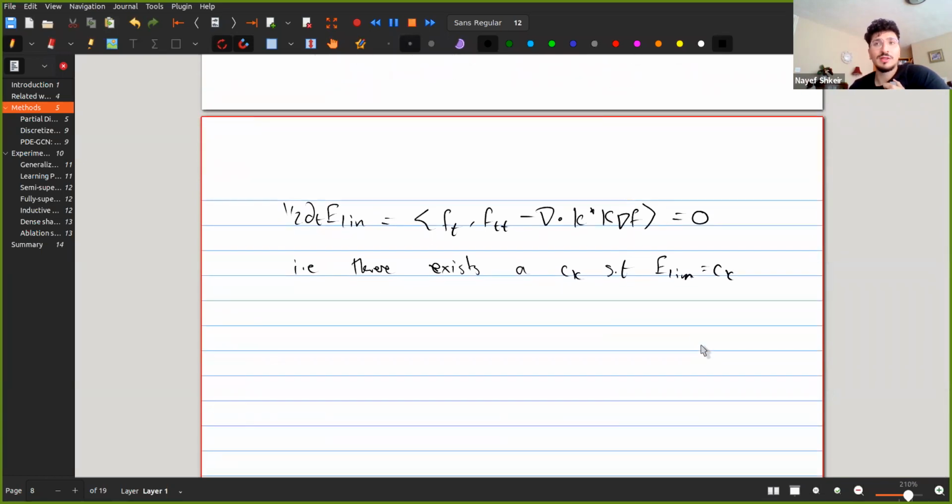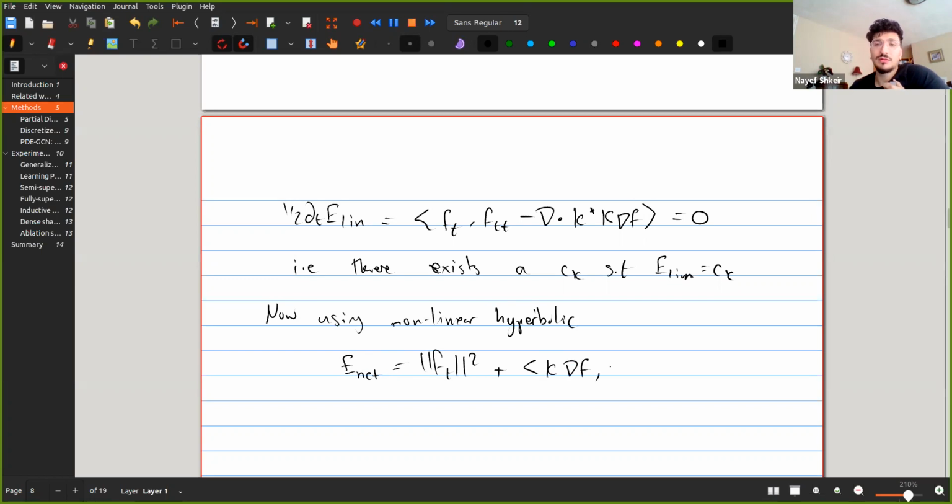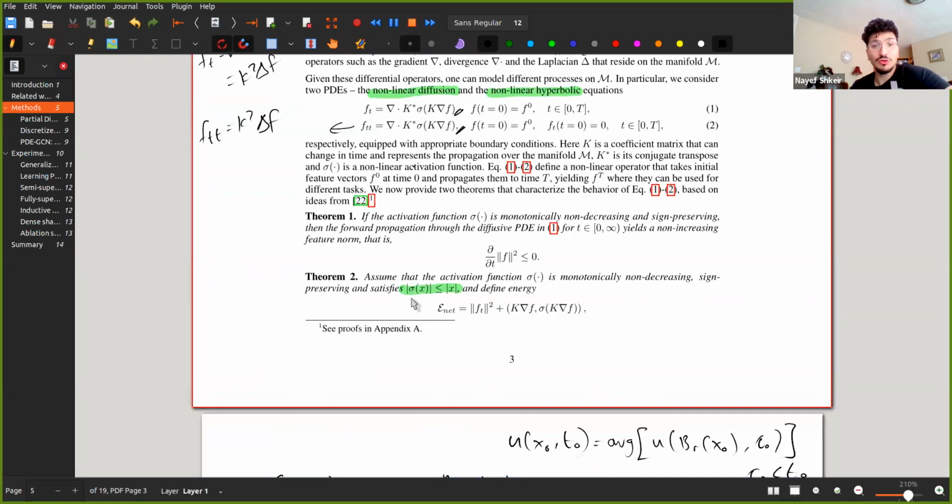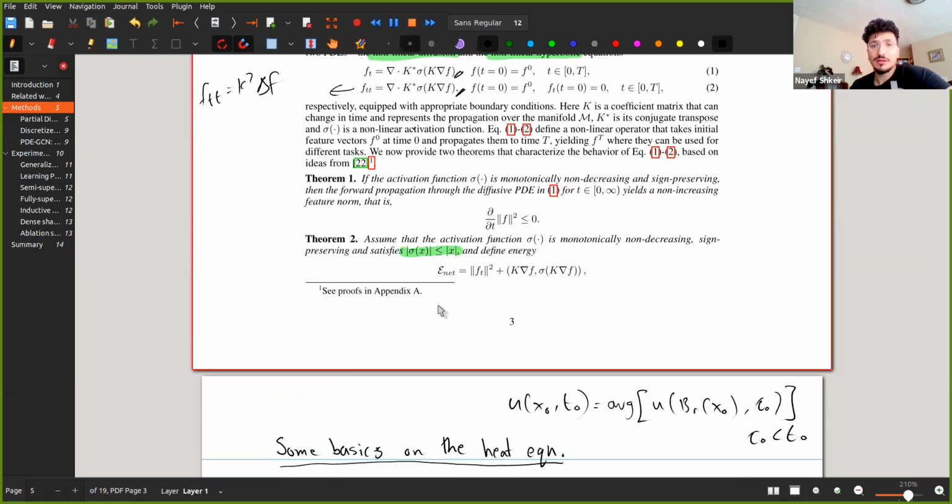And so now you would bring in the nonlinearity, using the nonlinear hyperbolic system. So now E net is the energy in the nonlinear hyperbolic equation. That's going to be, again, the kinetic energy plus the inner product of K grad F and then the nonlinearity of K grad F. Now you use an assumption in the theorem. In the theorem, they state that your nonlinearity is bound by the norm, i.e.